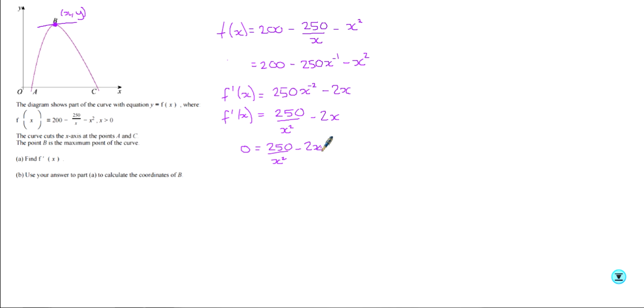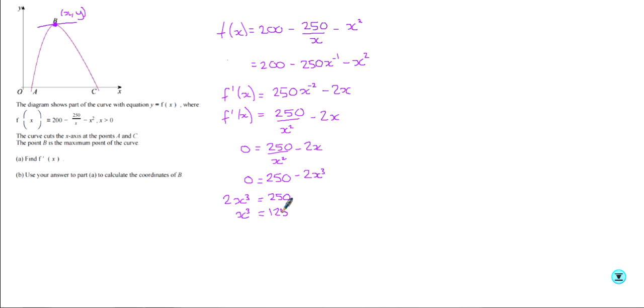Okay, you've got a few choices here. I'm going to just times by x squared. Let's get rid of this division. So 0, because x squared times 0 is 0. 250, the x squared is going to cancel there, minus 2x cubed. I'm going to add 2x cubed because I don't want the x term that I'm trying to find to be negative. So 2x cubed is equal to 250.